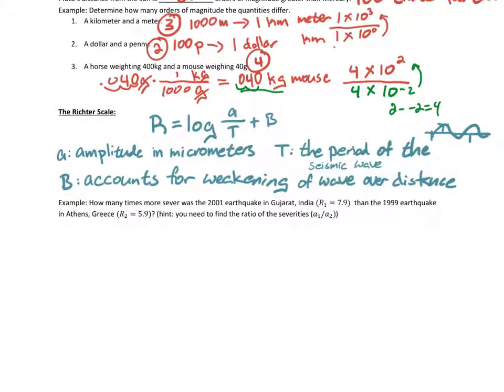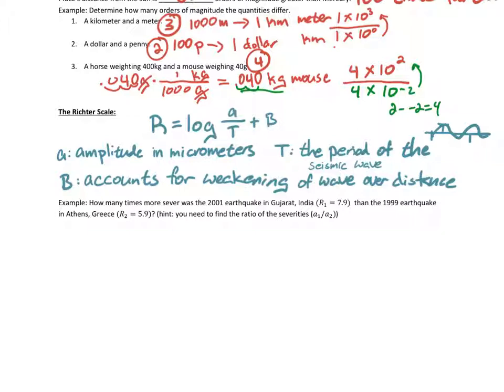So as you measure further away from the center of the earthquake, it's going to get weaker, and so b is just a number that is used to account for this change in distance.